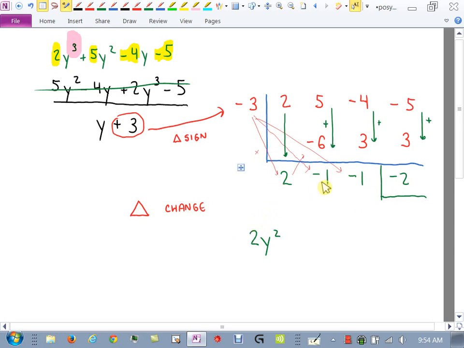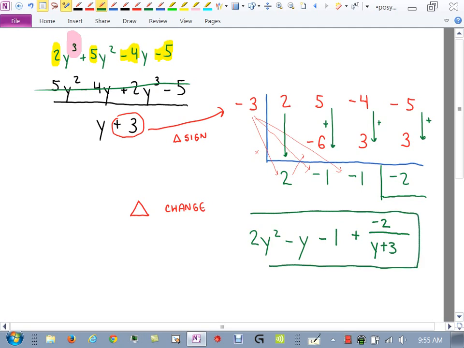Then what? I have a negative 1. Am I going to have a y next to it? Yes, because remember, once you get to here, the powers just start coming down. So I have negative 1y. Could I just put negative y? Okay, and now I have another negative 1. So I put that here. Do I have a y next to it? No. So just negative 1. Do I have a remainder? Yes, plus negative 2 over y plus 3. There it is.